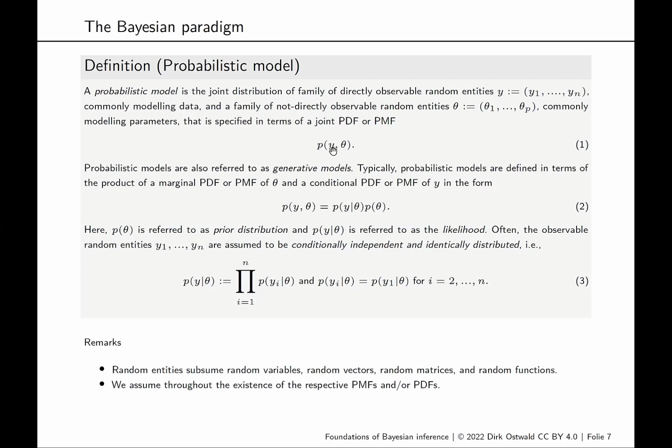This kind of joint distribution over some data and some parameters is in the Bayesian setting usually defined in terms of a marginal distribution over theta and a conditional distribution over the data given the parameter. Now, this is where conditional probability kicks in. What we didn't discuss is that you can, of course, do everything that you do with events.